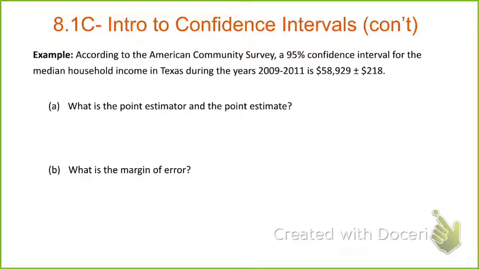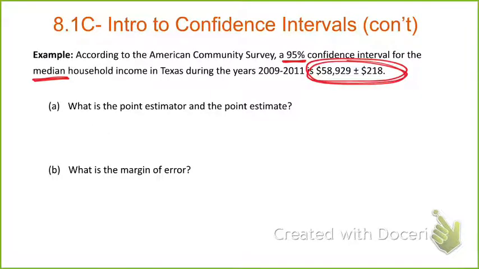So the last part of 8.1, we're just going to go through some more examples. I want to make sure you see all the different things that you might see on your homework and beyond. So, according to the American Community Survey, a 95% confidence interval for the median household income in Texas during the years 2009 to 2011 is, whoa, what is that?